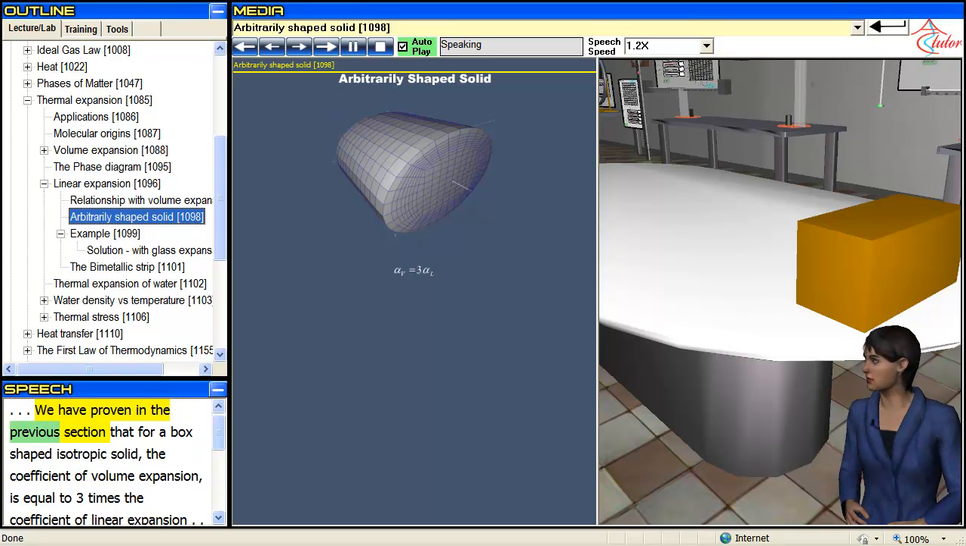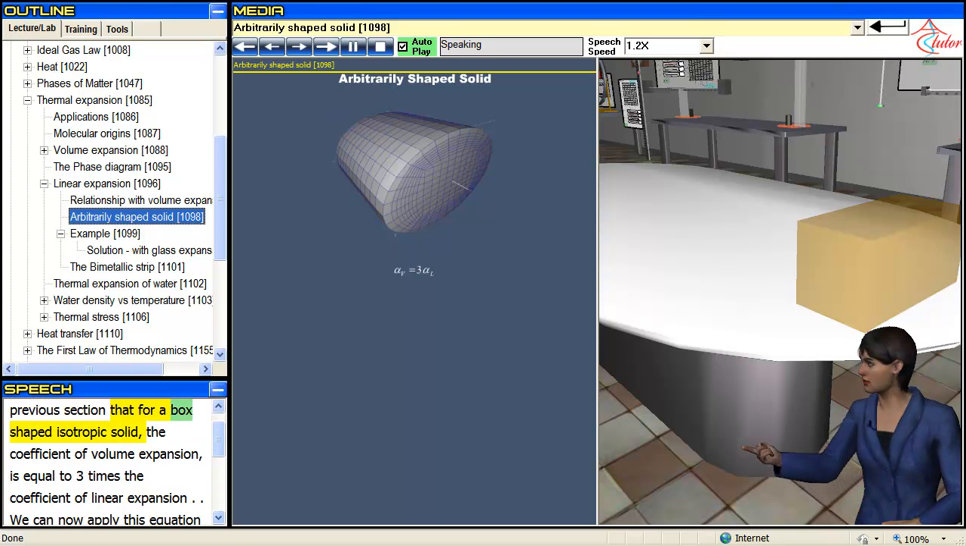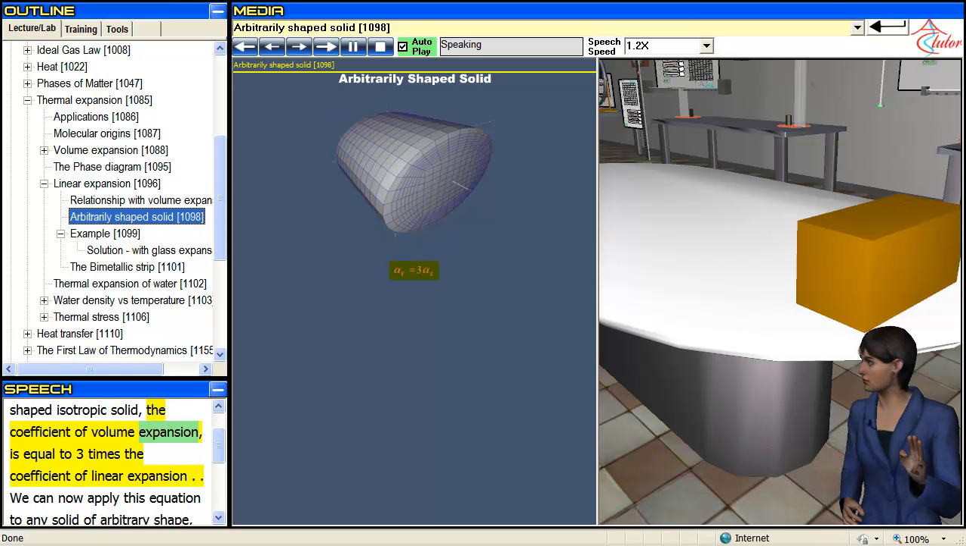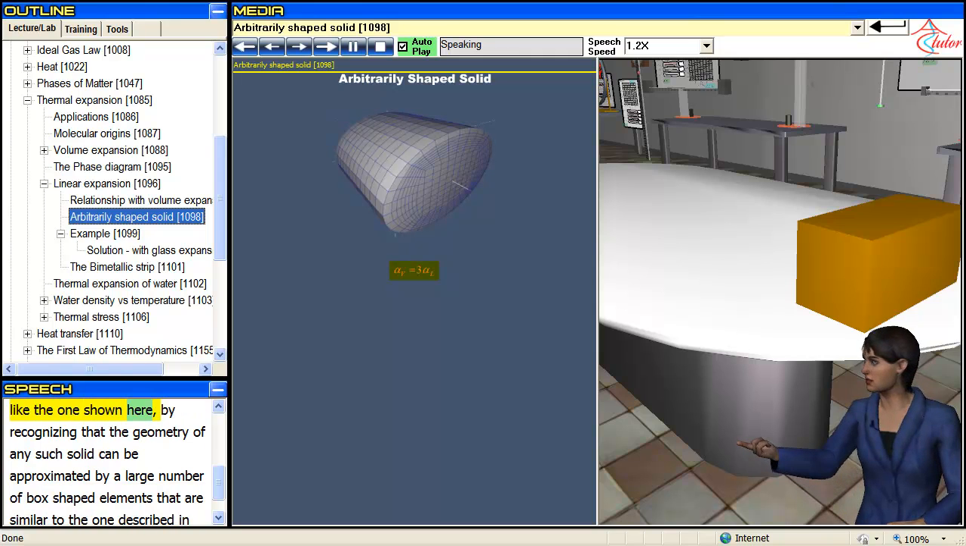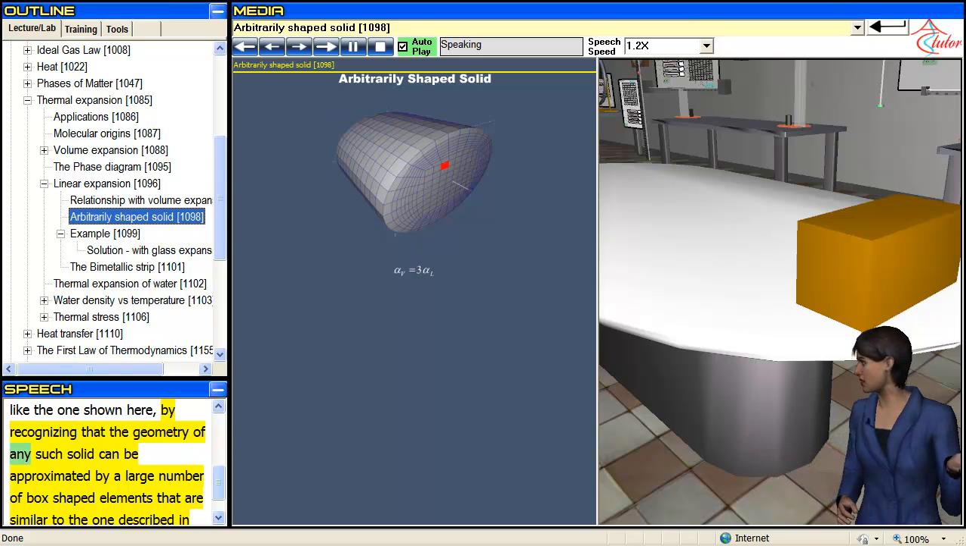We have proven in the previous section that for a box-shaped isotropic solid, the coefficient of volume expansion is equal to 3 times the coefficient of linear expansion. We can now apply this equation to any solid of arbitrary shape, like the one shown here, by recognizing that the geometry of any such solid can be approximated by a large number of box-shaped elements that are similar to the one described in the previous section.